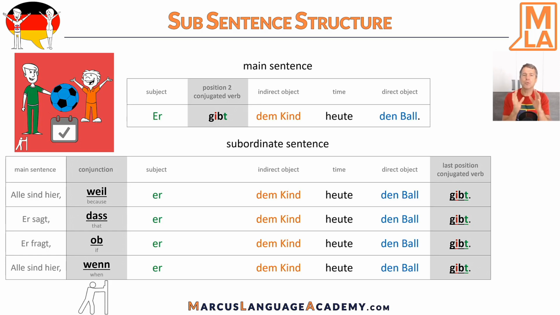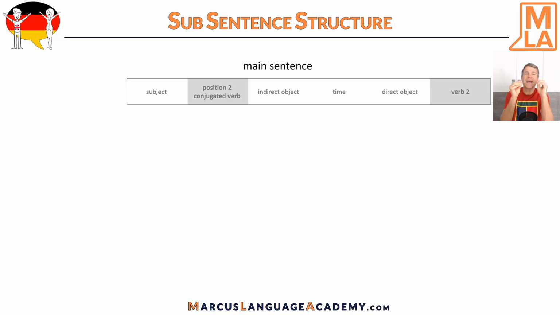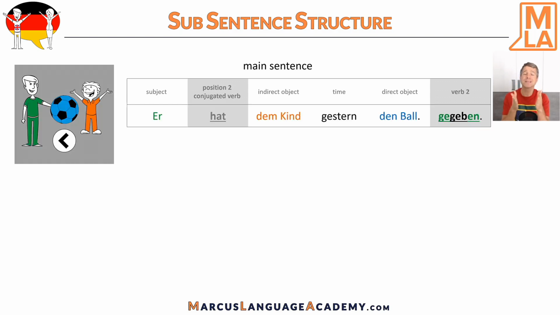Maybe some of you have wondered, what happens if we have more than one verb in a sentence? We have learned that in the main sentence the conjugated verb is at position 2 and the other verbs are at the end. For example in this sentence: Hat dem Kind gestern den Ball gegeben. Literally, he has, the kid, yesterday the ball given.